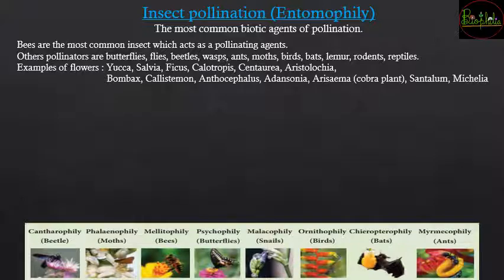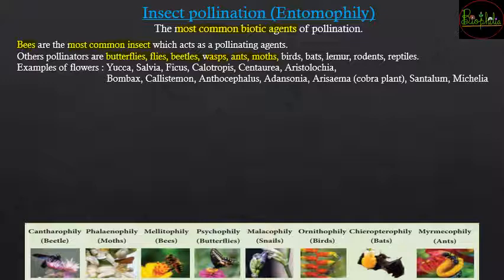Insect pollination को entomophily भी बोलते हैं and it is going to be the most common biotic agent. That is, insect is going to be the most common biotic agent for pollination. So generally insects में से भी bees or the honey bees are going to be the most common insect as the pollinating agents, but there are some other insects also, those who can act as pollinators like butterflies, flies, beetles, wasps, ants, moths. All these can also help in pollination.